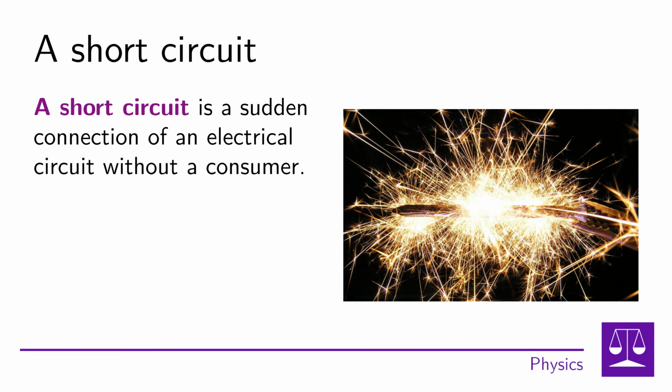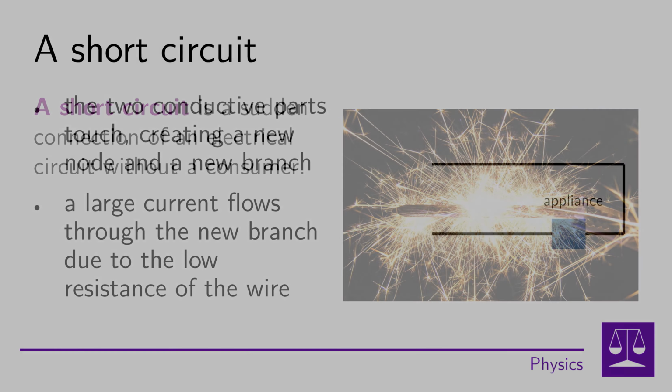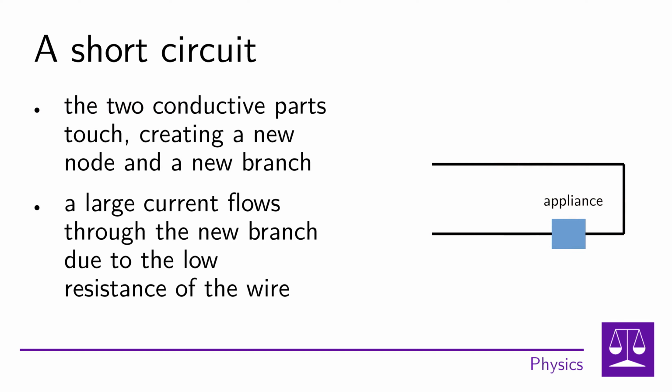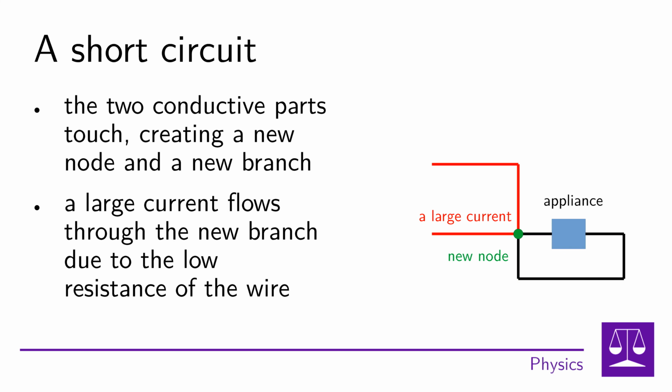The second case of a large electric current is a short circuit. Recall that a short circuit is the sudden connection of an electrical circuit without an appliance. This is a situation where two conductive parts touch, creating a new node and a shorter branch between them. It certainly has less electrical resistance, and the electric current will most often take the path of least resistance. Because of the low resistance, a very large electric current will start to flow through the conductor, and therefore the circuit will overload at that point.